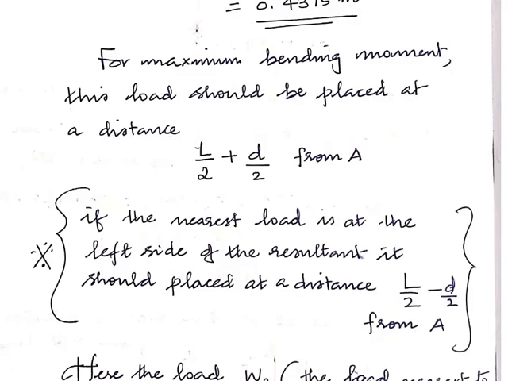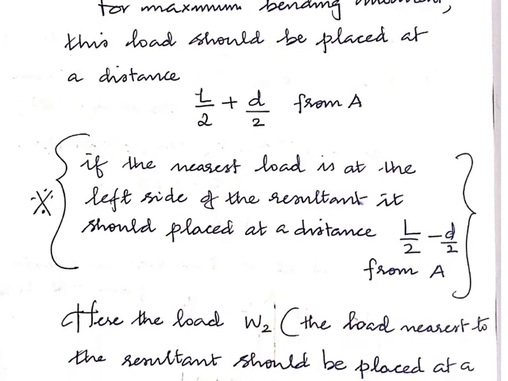But here, an important thing we must remember: if the nearest load is at the left side of the resultant, it should be placed at a distance L by 2 minus D by 2 from A.